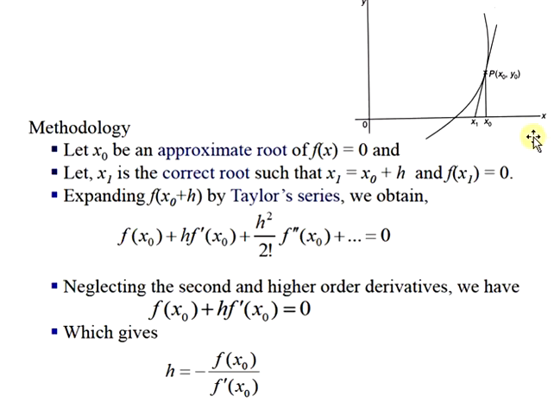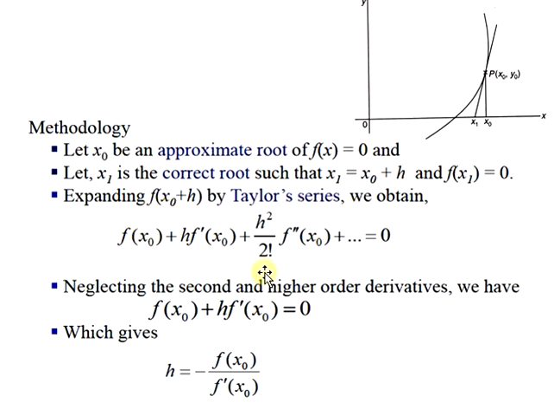So you will be clear here: let x0 be the approximate root of this function f(x), the equation, and this is our initial guess. Then f(x) = 0. If x1 is the correct real root of this equation, then f(x1) should be equal to 0. Then x1 is equal to x0 plus h, so that f(x1) is equal to 0, where x1 is x0 plus h.